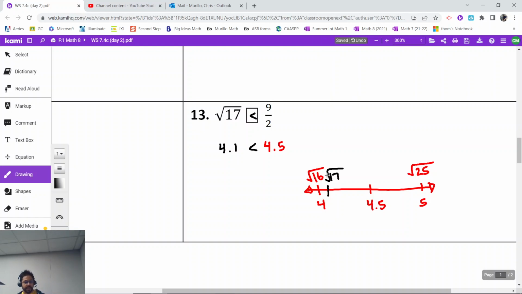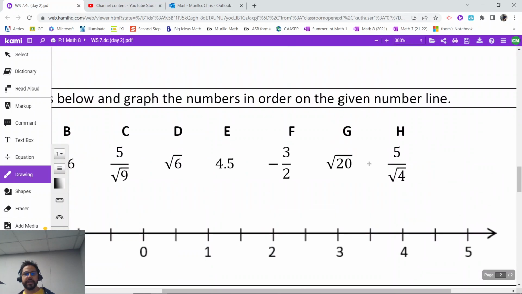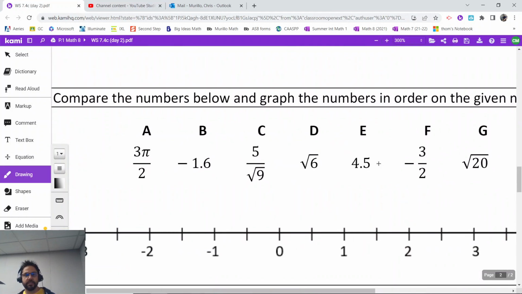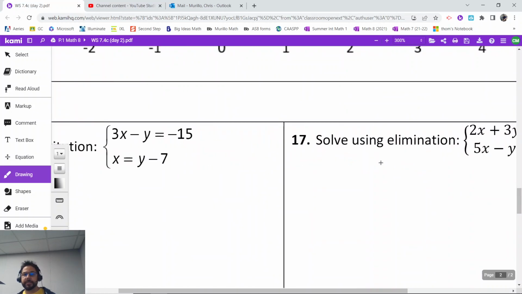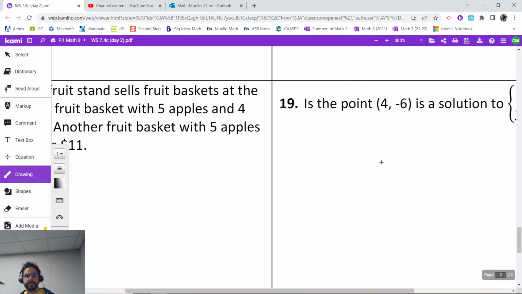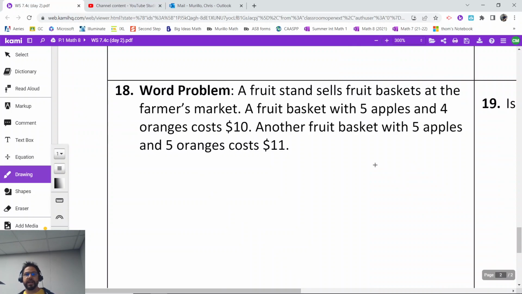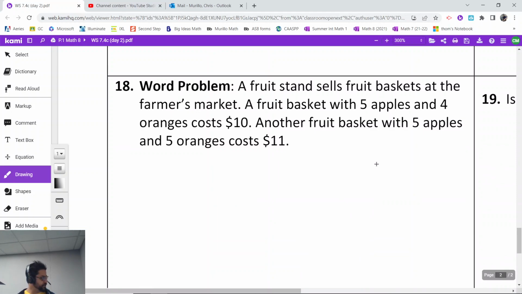So sometimes on the comparison, you may not be able to get it as accurate as it needs to be, but we're doing our best. All right, on the back side, a little bit more ordering like we talked about before. We've got substitution, elimination method. Is it true or false, meaning is it a point on the solution to the system? We've got a quick word problem. Let's do the word problem real quick to finish us up.